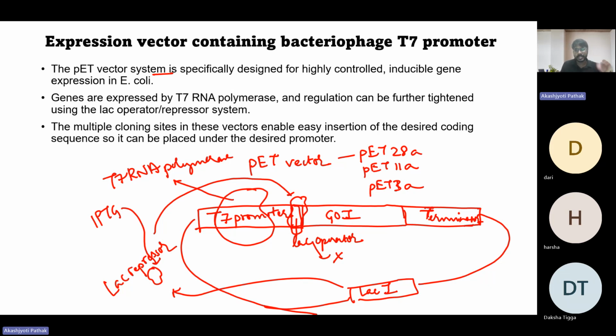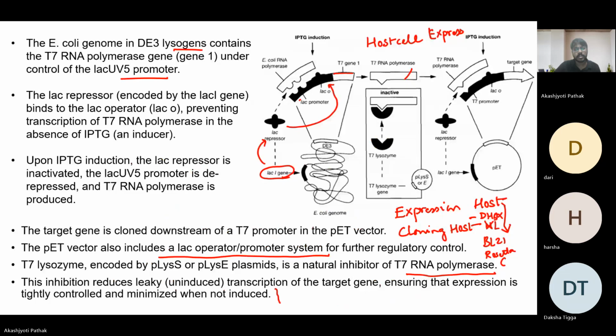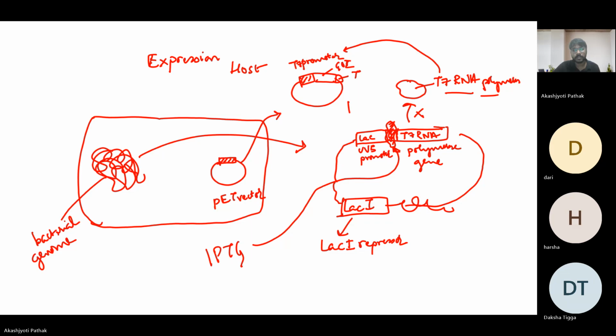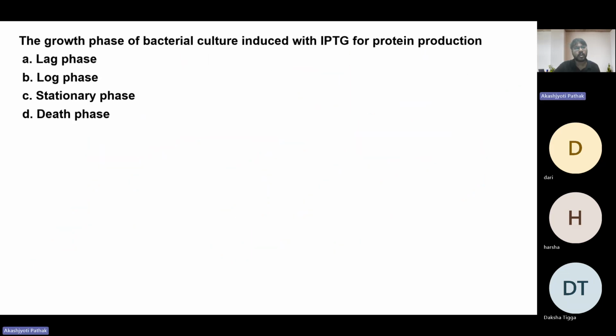Okay, this is clear, right? So remember that pET vectors are IPTG inducible vector systems. I already explained this slide to you. Now, answer this question: the growth phase of bacterial culture induced with IPTG for protein production is what?